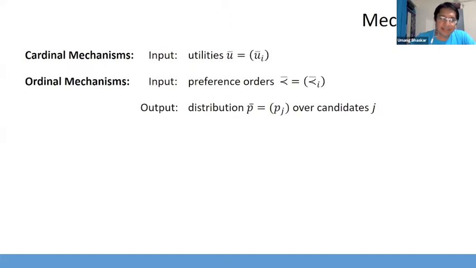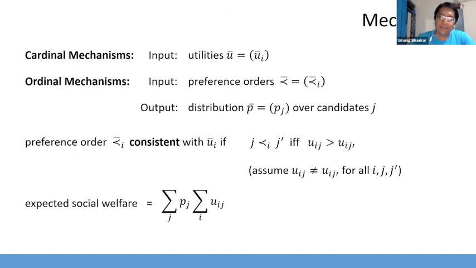Having said that, this is exactly what I'm going to look at in this talk. For one part of the talk, I'm going to look at cardinal mechanisms wherein voters are actually asked to input their numeric utilities for the set of candidates. I'm also going to look at ordinal mechanisms, which Aris also mentioned, which is when agents input a preference order over the set of candidates. And I'm going to look at randomized mechanisms where the mechanism outputs a distribution over the set of candidates. I'm going to be interested in the expected social welfare or the expected total utility.